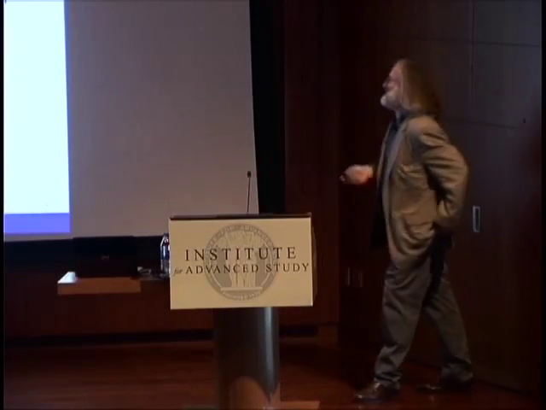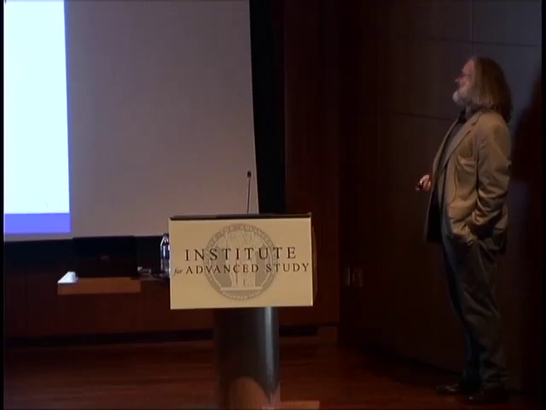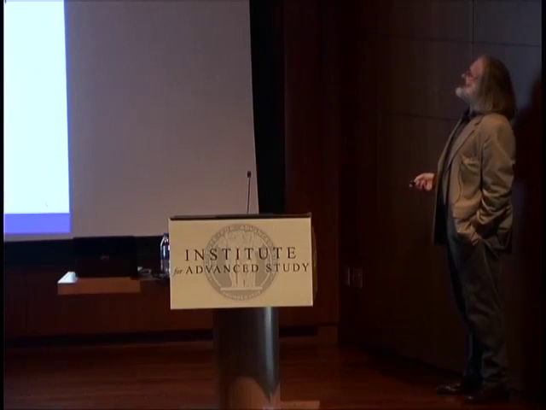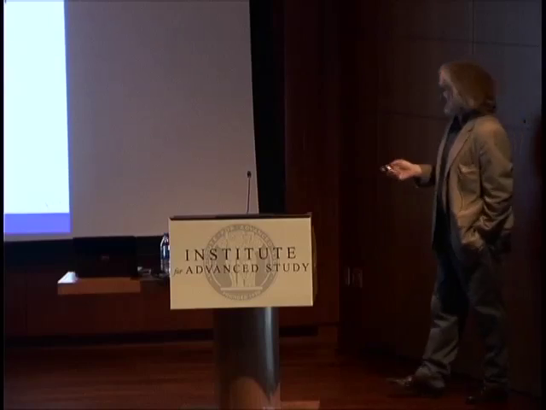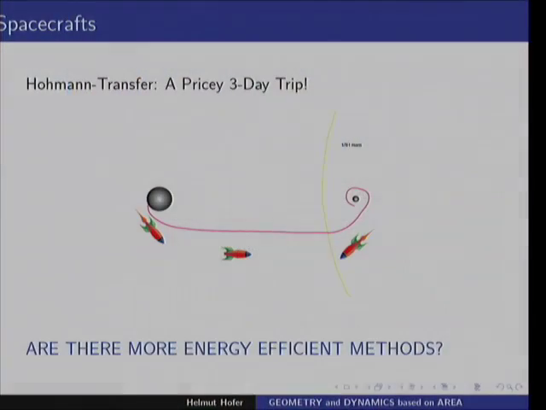But nevertheless, there are some interesting stories. Let me explain first what is a standard method to get to the moon. The idea for this comes from 1925, and it's the so-called Hohmann transfer. It's a pricey 3-day trip from the Earth to the moon.